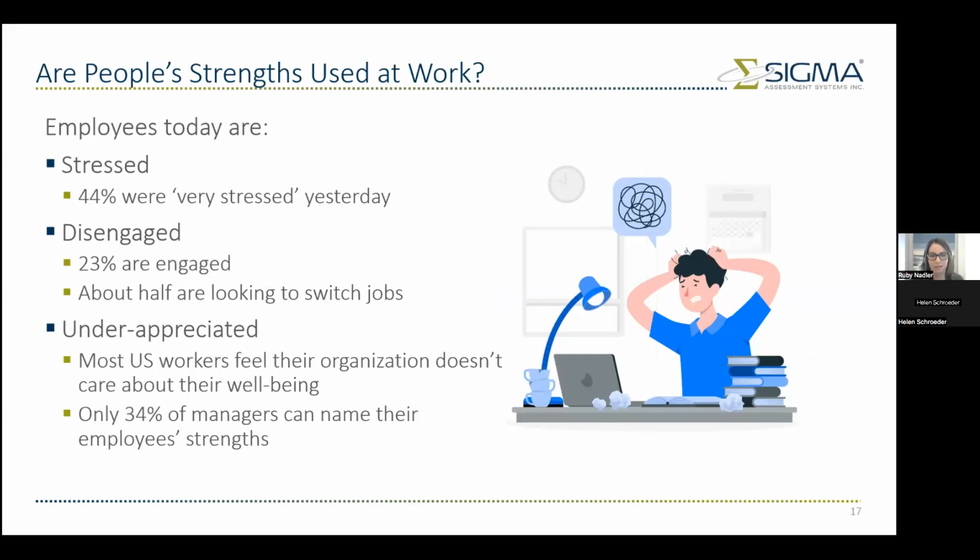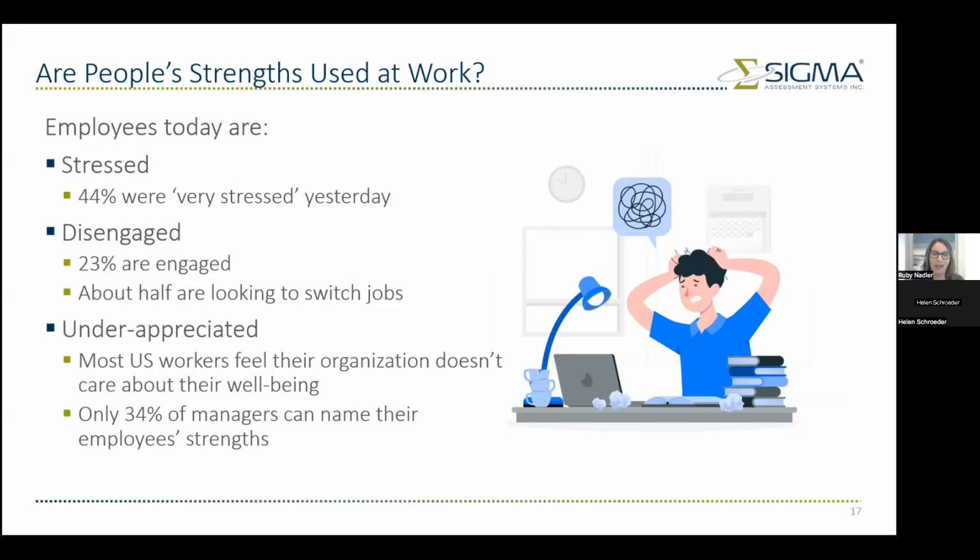But sadly, a lot of us don't get to bring our strengths forward. So I took a look at this year's survey data on stress levels and engagement. And it's not looking good. So I'm citing some Gallup research that they survey thousands of people around the world, and the majority of employees that were surveyed, so thousands of people around the world that have a job, were asked, how stressed were you yesterday? 44% of them said that they were very stressed.